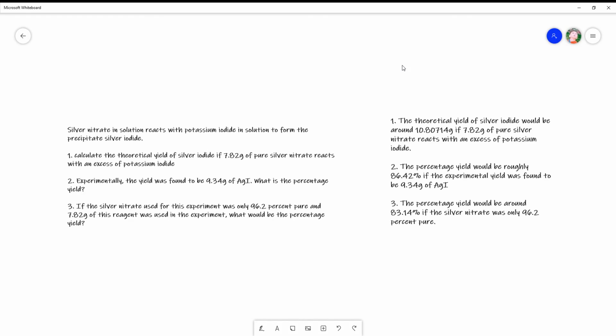And here is the final written summary for the answers of the question.